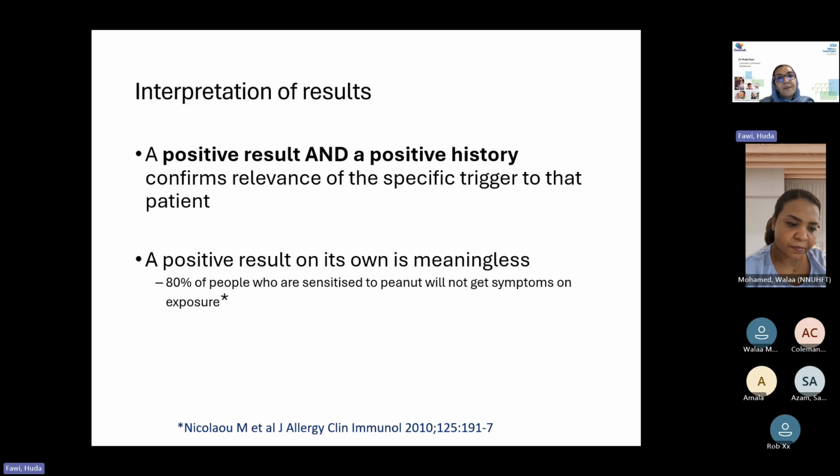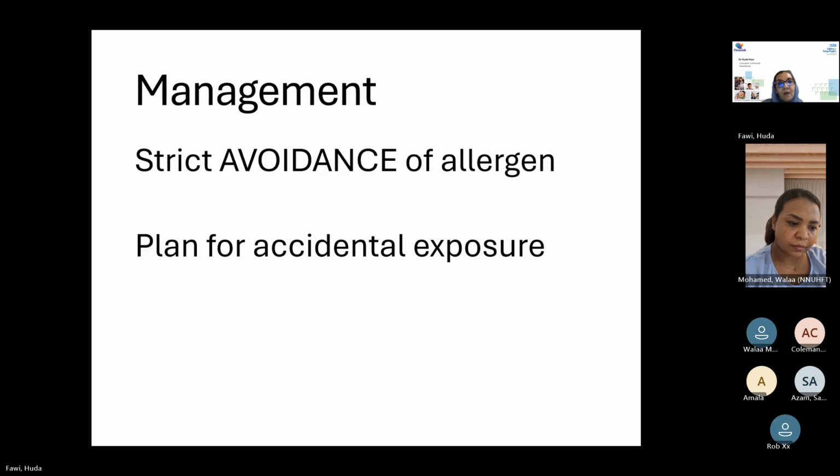So once you've got either your specific IgE or your skin prick testing, a positive result and a positive history confirm the relevance of a specific trigger to the patient. A positive result on its own is meaningless, because 80% of people who are sensitized will not get symptoms on exposure, and a negative test is very predictive. Following this, once you've identified what the allergen is, you avoid the allergen, and you plan for accidental exposures.